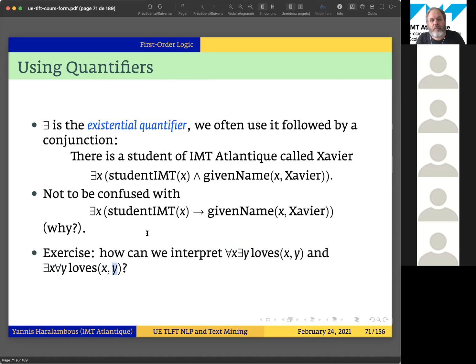Okay. But you know this already from mathematics. You know very well that for all X there is a Y such that f(x, y) is not the same thing as there is an X such that for all Y. For example, in the formulas of limits, of continuity, and so on.